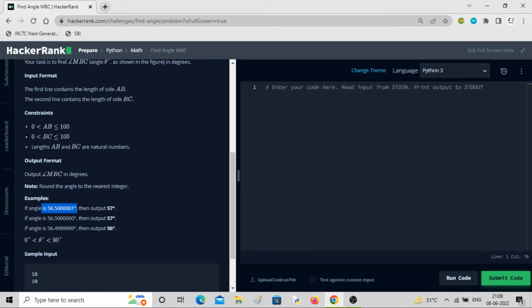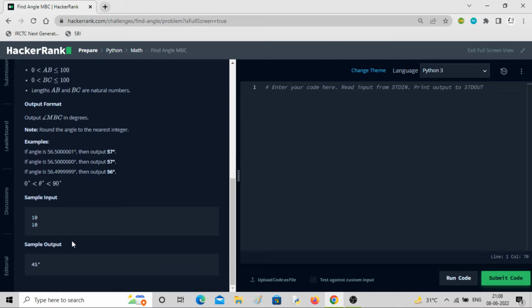Here you can see an example. If the angle is 56.501, then it has to be 57. If it is 56.5, then it has to be 57, but if it is 56.49999, then it has to be 56. That's how we have to round it, and theta is between 0 and 90. So you can see AB is there, BC is there, so the angle MBC is 45 degrees.